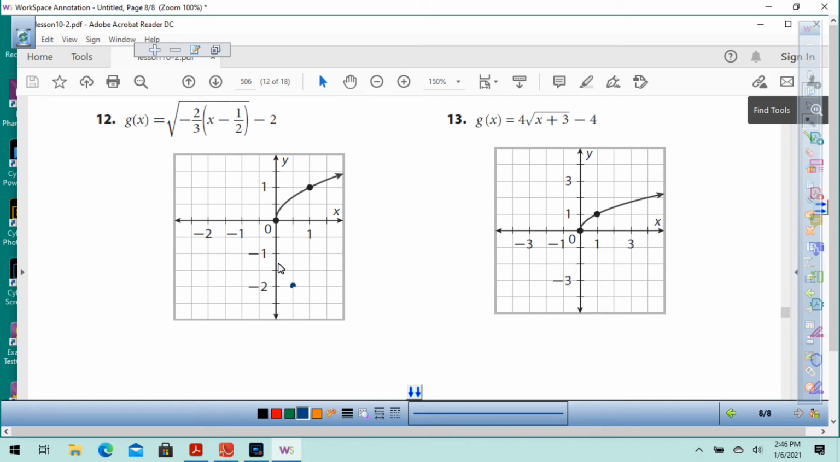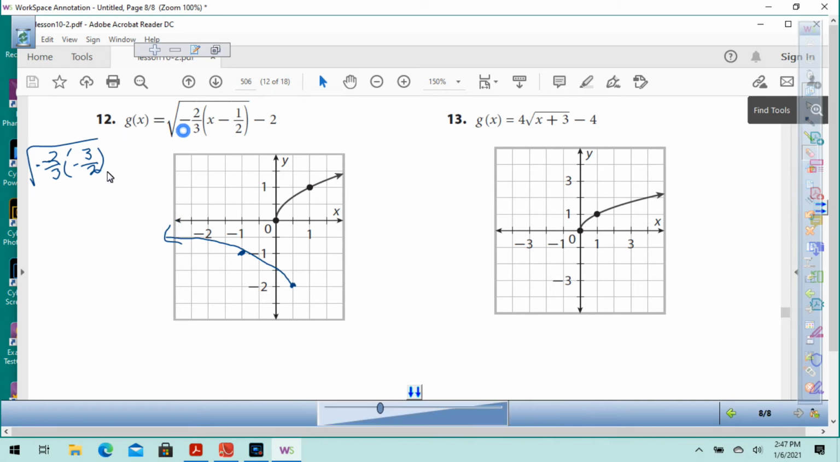Now we've got to pick a number. Well, let's try -1. We'll put -1 in there. So we've got -2/3 times, well, that would be -2/2, that's -1 minus 1/2. That's going to be -3/2. And square root, and then -2. So -2/3 times, that's going to be +1. The square root of 1 minus 2 is 1. Well, 1 minus 2 is -1. There we go. And then here is our graph.